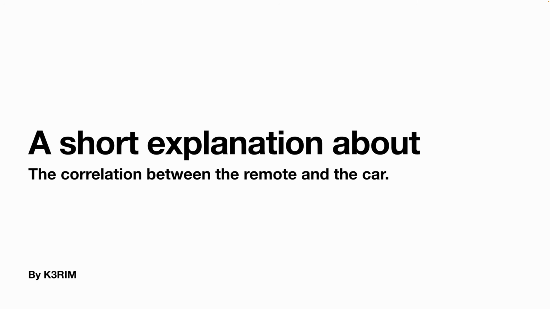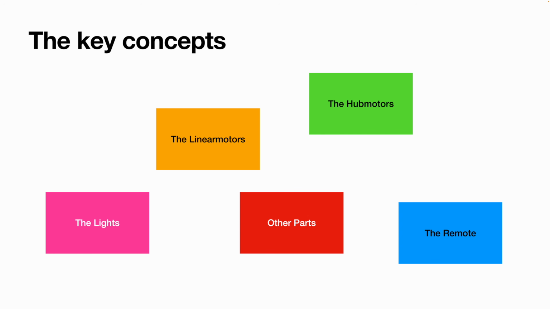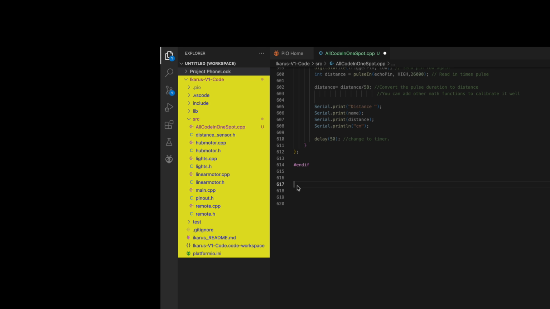Welcome to your most basic PowerPoint presentation. What I was basically trying to tell you during this whole video is that I have about 5 different categories of parts. The hub, the linear motors, the lights, and the other parts. And let's not forget the remote. They more or less represent the program structures.